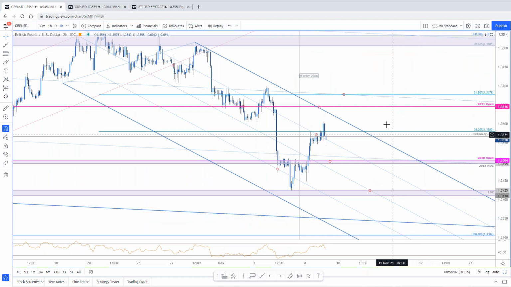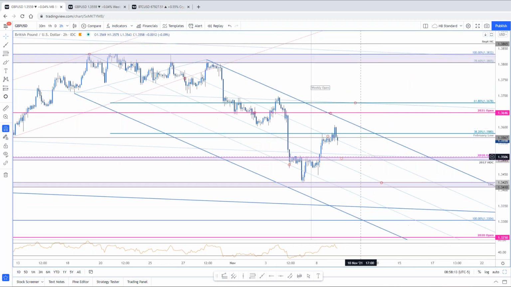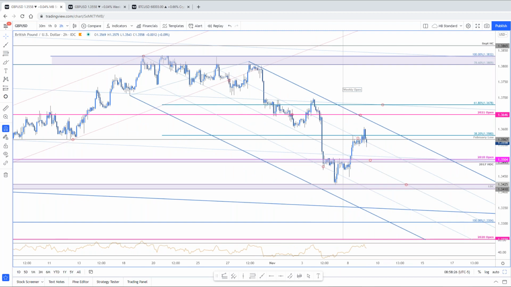All right, questions on British pound. You don't really have a weekly opening range to play with here, so it's kind of stretched. So I'm still focused on that 35 level. If we get back below that, I think the downside gets deeper.